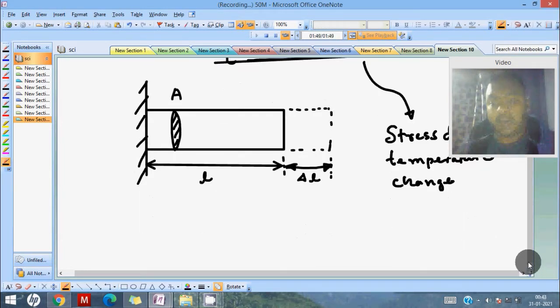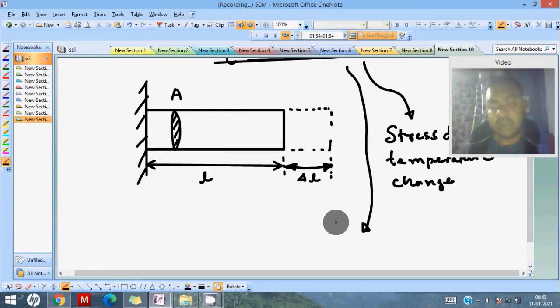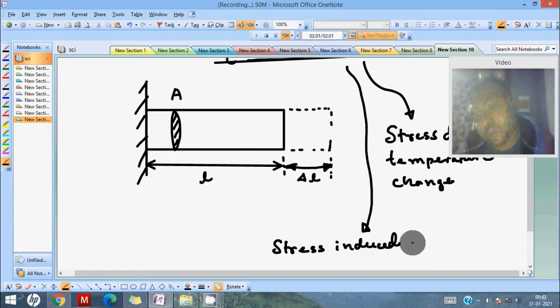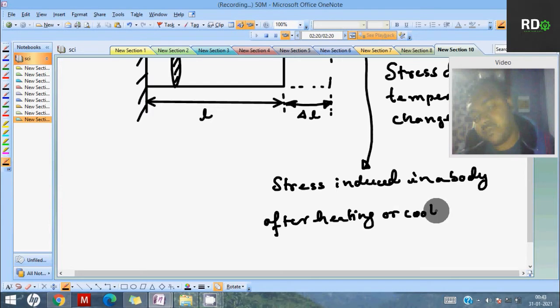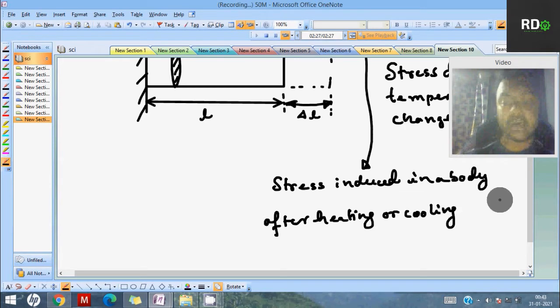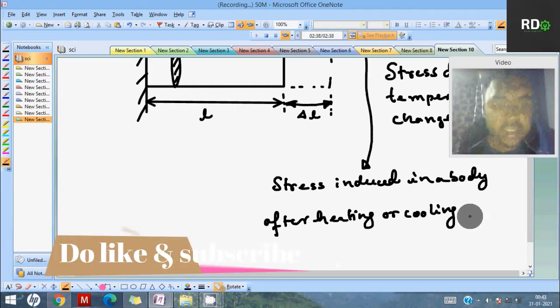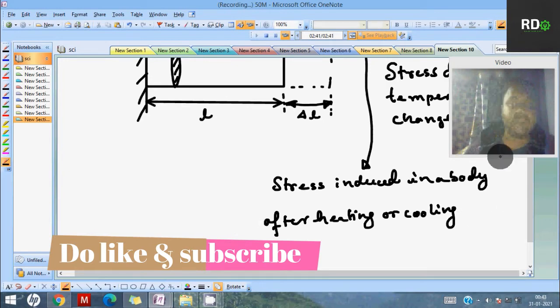You can also give the definition as: stress induced in a body after heating or cooling. Yes, I have to write the word cooling also, because if you heat, most materials expand, and if you cool, they contract, right? You have also studied compound cylinders, where you used the cooling technique also, right?